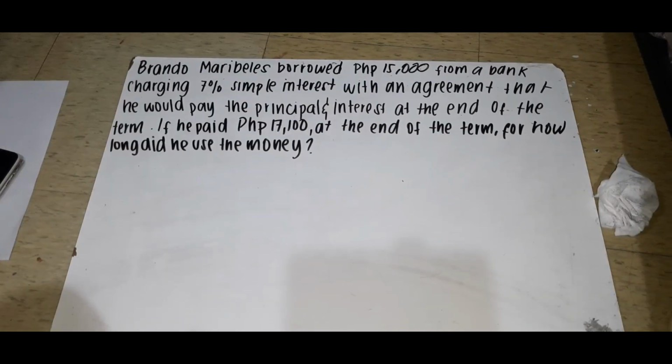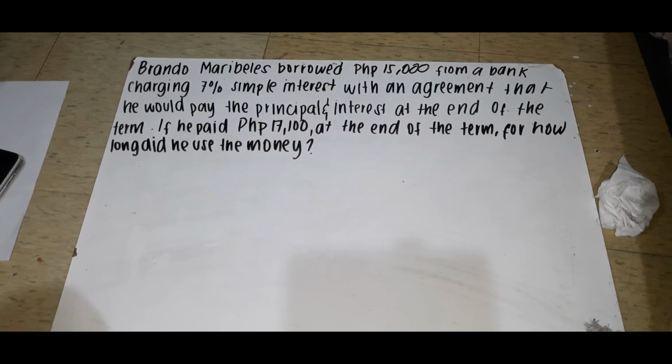Now moving on to the second question. Brando Maribeles borrowed 15,000 pesos from a bank, charging 7% simple interest with an agreement that he would pay the principal and the interest at the end of the term. If he paid 17,100 pesos at the end of the term, how long did he use the money?